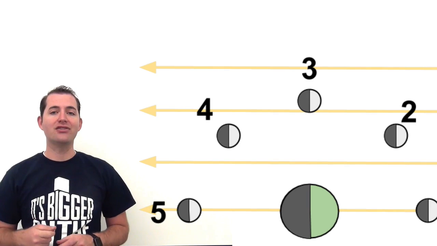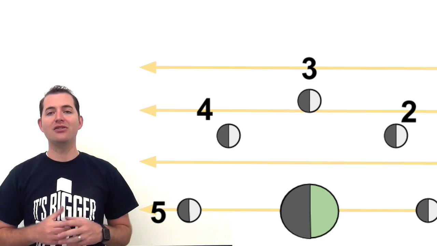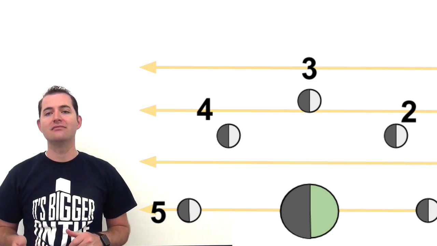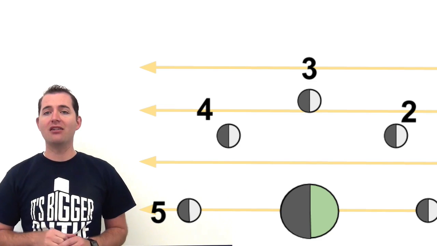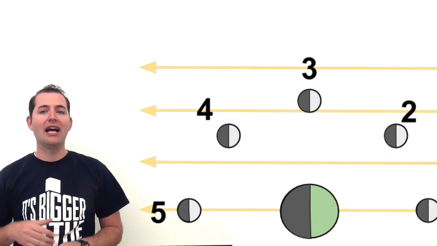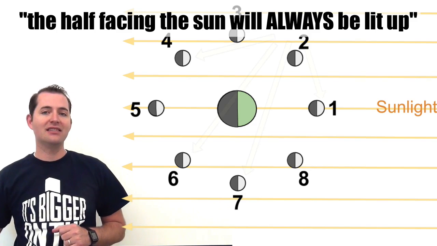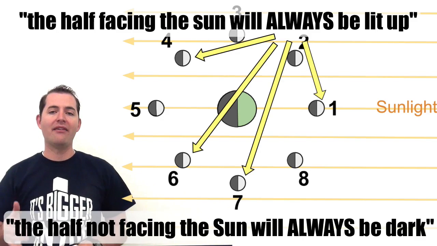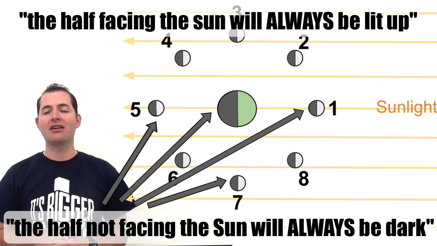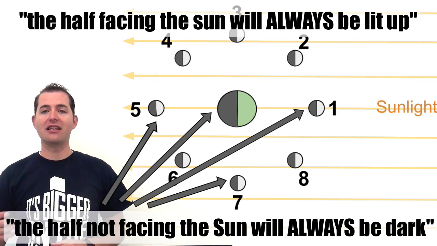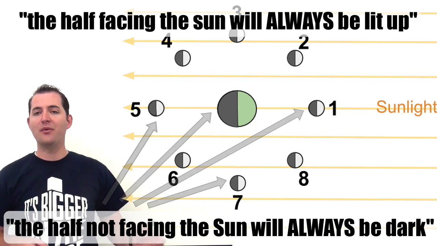So we're going to apply this shading to all of the moons and use this throughout the rest of this model. An important part of using this model is knowing which parts of each moon at each location are lit up. And that's always going to be the half that's facing the sun will be lit up, and the half facing away from the sun will be dark. The same is true for the Earth. The side facing the sun will be lit up, and the side away from the sun will be dark.